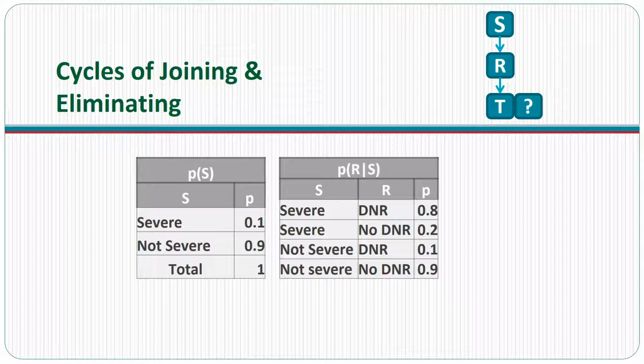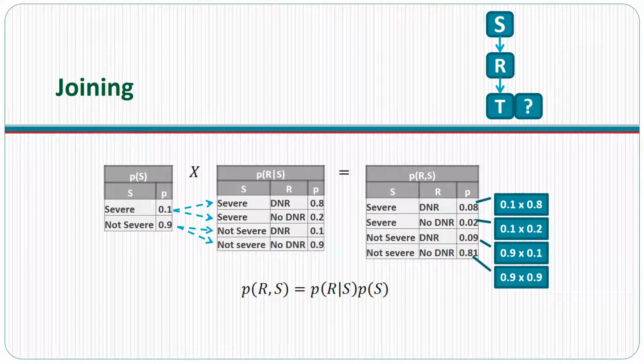To start with, we have two tables, one providing the prior probability of severity and the other conditional probability of DNR order at different levels of severity. We will try to first join these two tables. The joining works like joining of tables in SQL. The tables are joined on variables they share, in this case severity of illness.